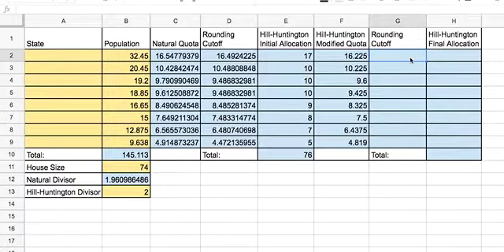So our rounding cutoff, this is going to be F, E, F, G. We take that new modified quota, create the geometric mean based upon what that could be. So G2 is going to be square root, so round up, F2 multiplied by round down, or round down multiplied by round up.